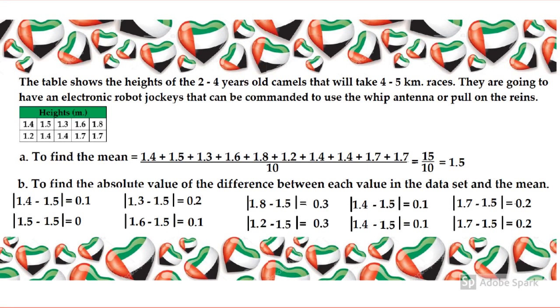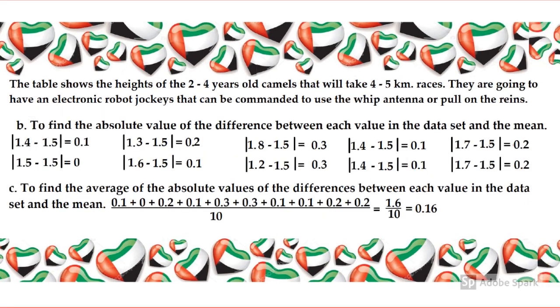To find the absolute value of the difference between each value in the dataset and the mean, we're going to subtract the mean from the height of each camel. The answer will always be positive even if it is negative because we are dealing with absolute values.